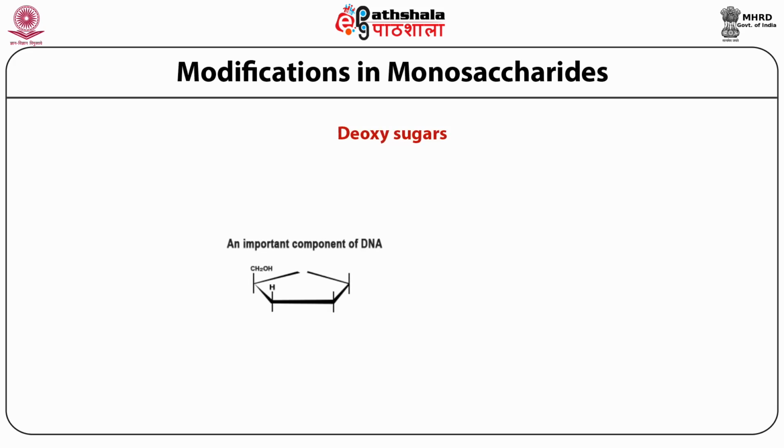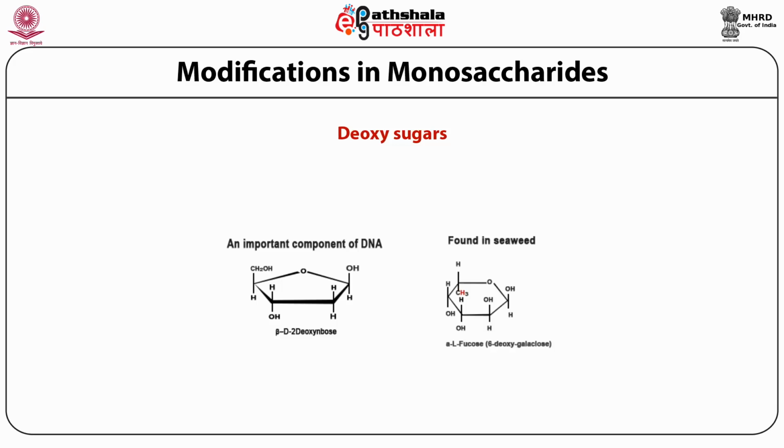So monosaccharides can also undergo certain kinds of modifications, and one such modification leads to the generation of deoxy sugars. So if you look at the structure of deoxyribose, you will see that at carbon 2, the hydroxyl group has been replaced by a hydrogen. And because the hydroxyl group has been replaced by a hydrogen, the sugar is called deoxyribose, which is an important component of DNA.